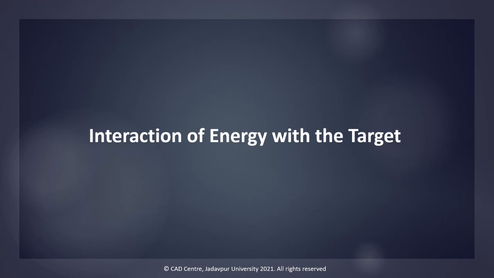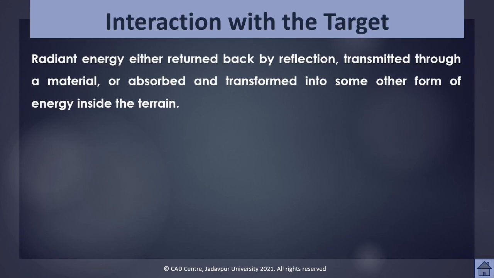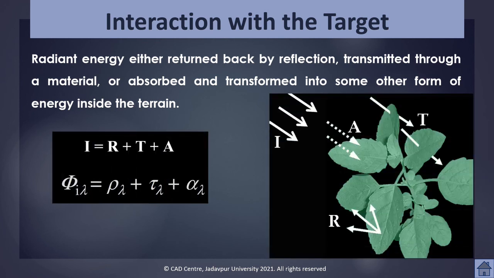Interaction of energy with the target. Radiation that is not absorbed or scattered in the atmosphere can reach and interact with the Earth's surface. There are three forms of interaction that can take place when energy strikes or is incident upon the Earth's surface. They are absorption, transmission, and reflection.